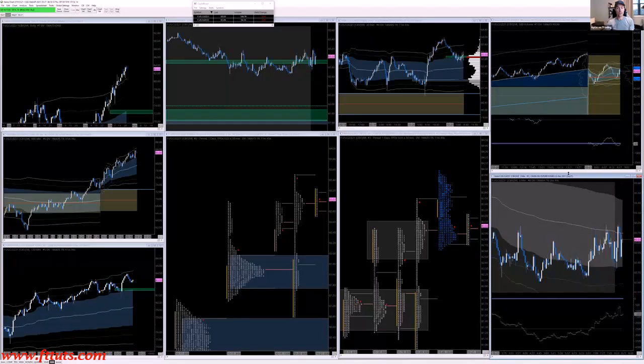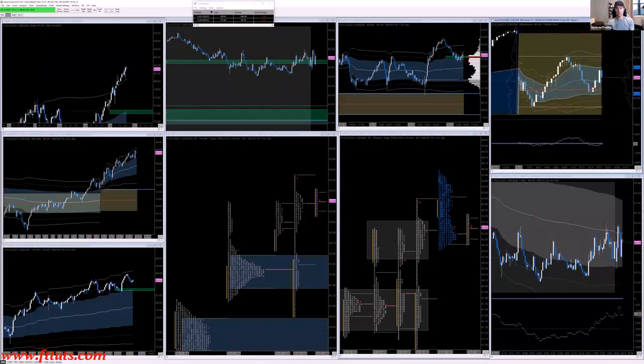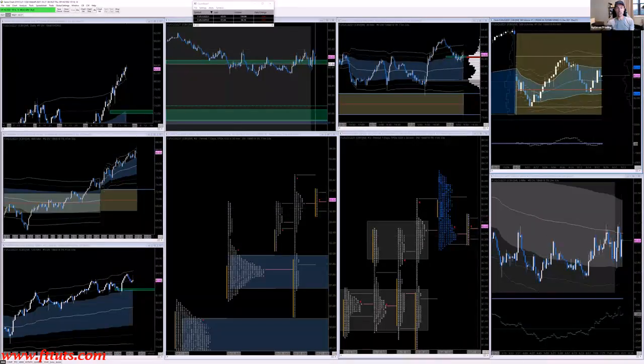I will say, however, if you look at the RTH chart, the volume bars since we've opened, that looks much prettier, doesn't it? Down, up, down, pretty clean. So I've had my eye on that. I'm just pointing it out to you guys now.